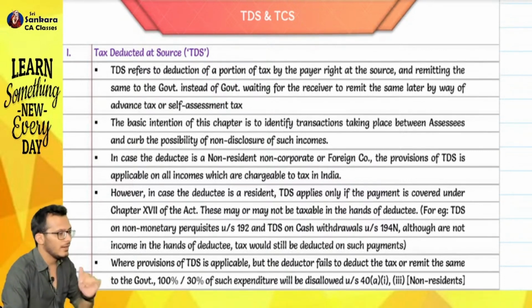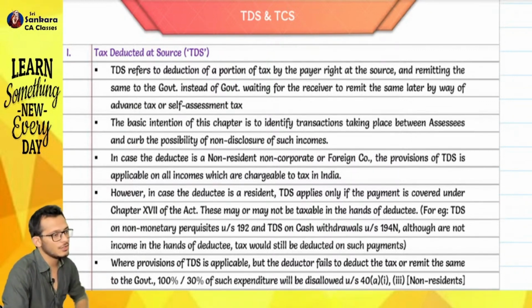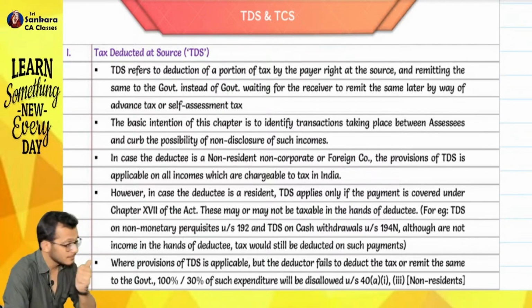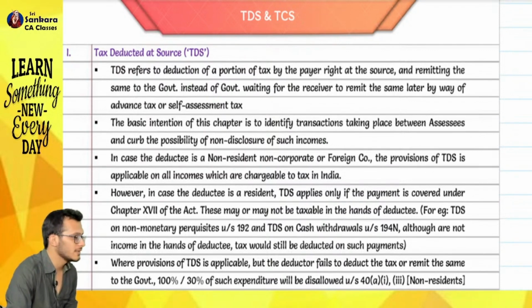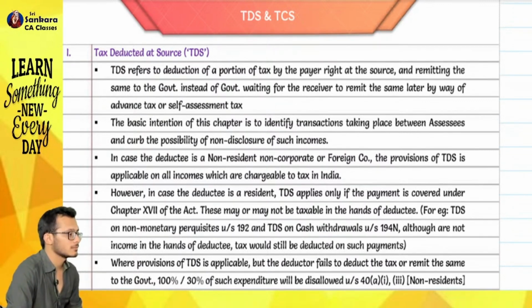First question is, when should you do TDS? Income tax says you will do it on date of credit or date of payment, whichever is earlier. Date of credit of what?